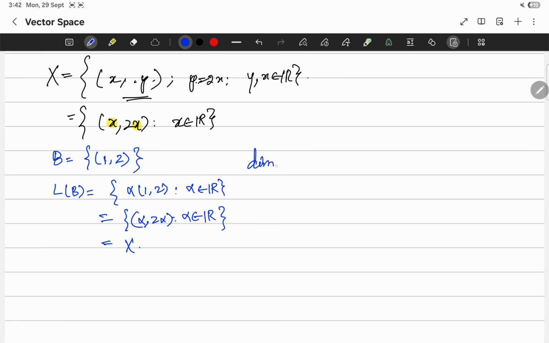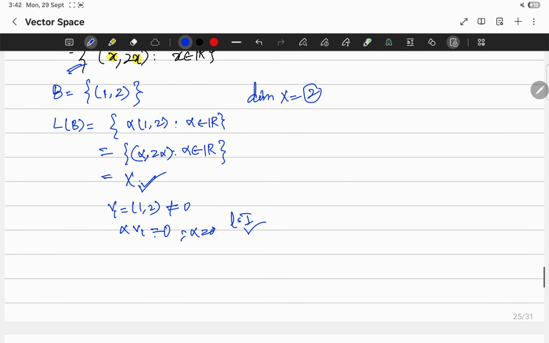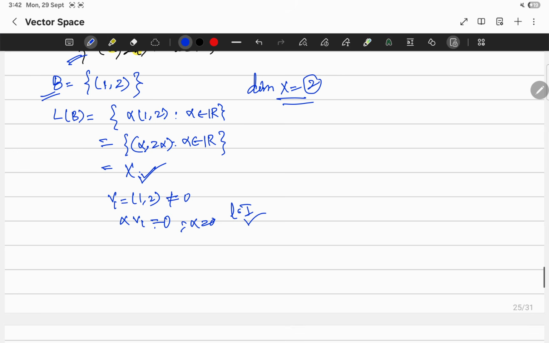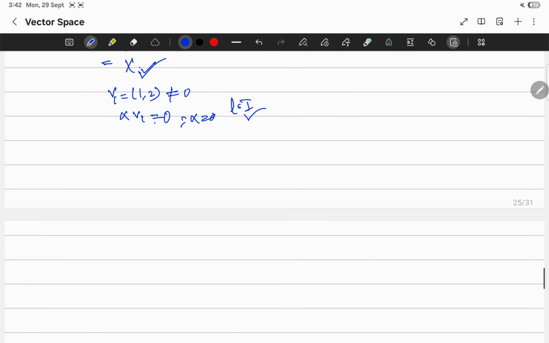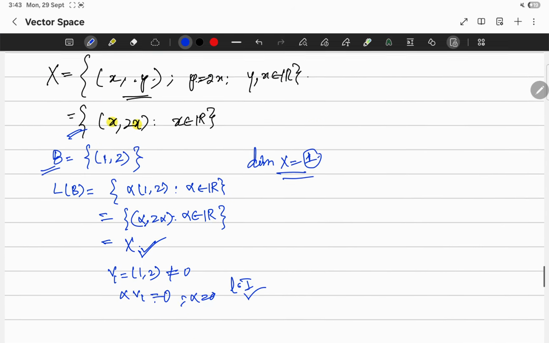So what is the dimension of this X? First you have to check whether it is linearly independent or not. You have only one vector, v1 equal to (1, 2). Since it is non-zero, alpha v1 will be equal to 0 only when alpha is 0. So it is linearly independent, and its span is your whole set. So this is the basis, and its dimension will be only 1. So you have gone through the basis and the dimension.